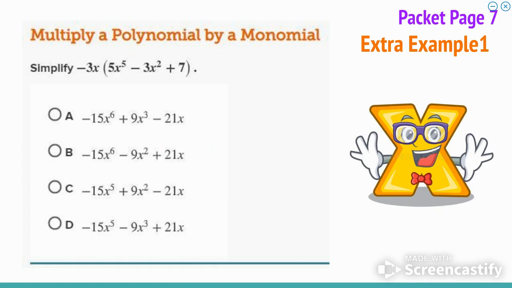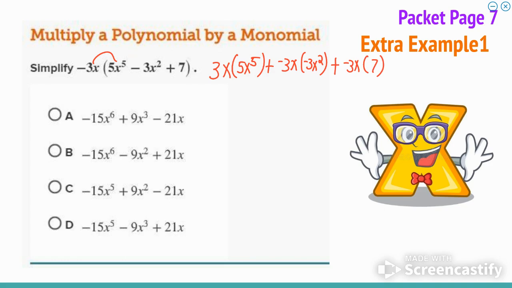So we got to distribute negative 3x times 5x to the 5th. Then we add that to negative 3x. That also gets distributed into negative 3x squared. And then finally, negative 3x distributes into the positive 7.